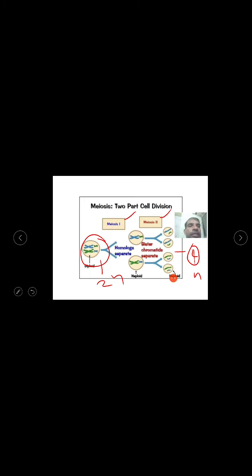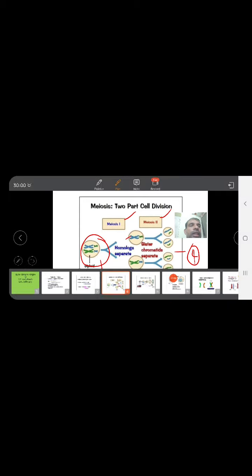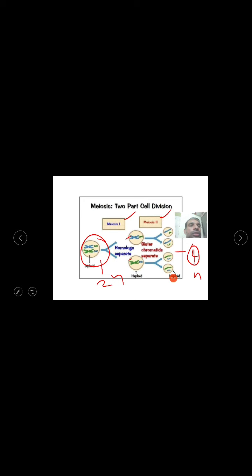In meiosis 1, the mother cell produces two daughter cells, which are haploid cells. These haploid cells participate again in meiosis 2, which produces two daughter cells each, so finally in meiosis 2 we observe four daughter cells. Is it clear?